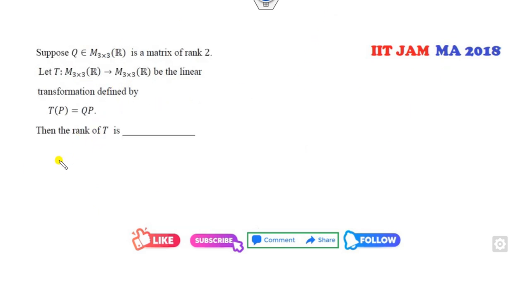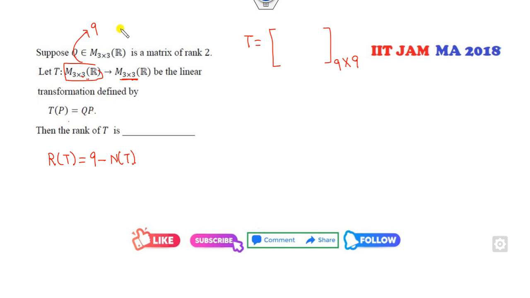Now look at the rank of T, which is the dimension of T. What is that? The size of this is 9, so 9 minus the nullity of T. Can you define the matrix T? This is a 9 dimension, it is also 9. Now what is P? P is an element of M3 cross 3. So this T into P, basically this matrix, is my Q, just like here. So that's very simple.